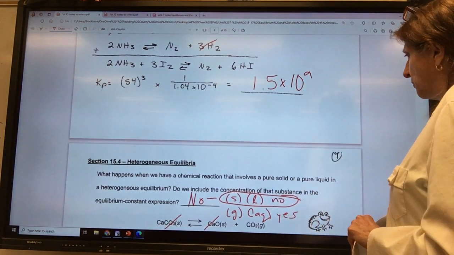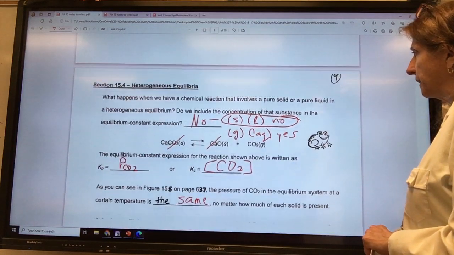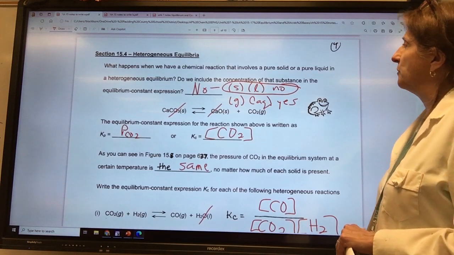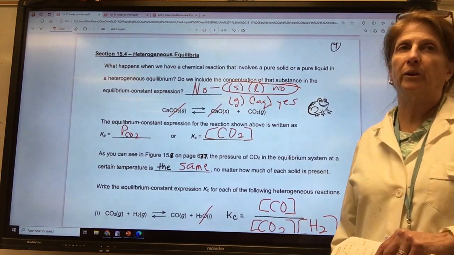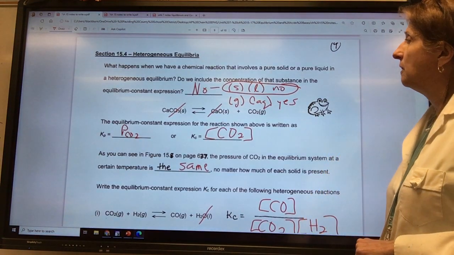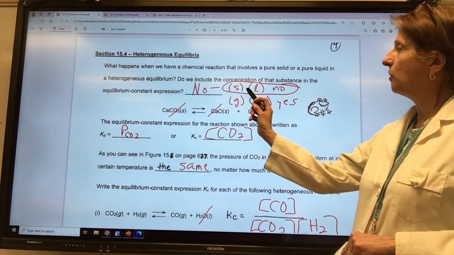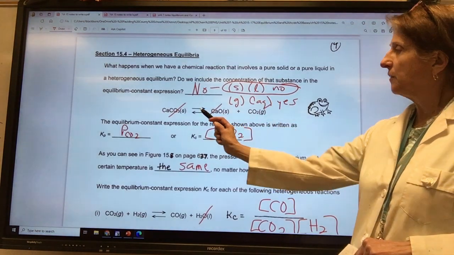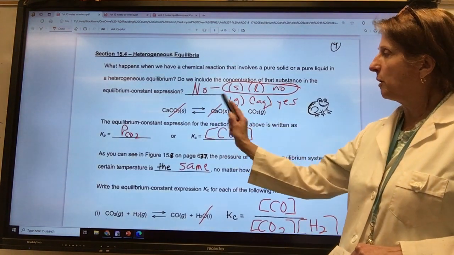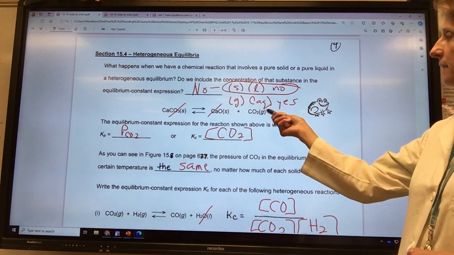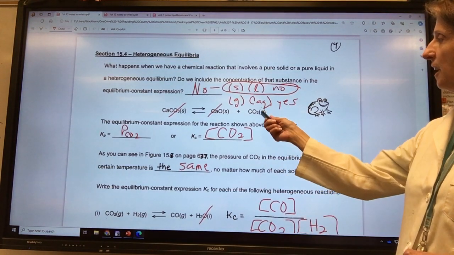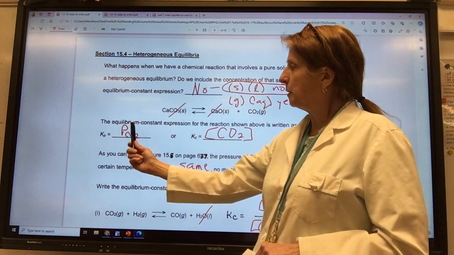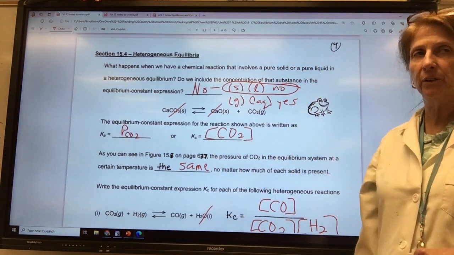Going on to 15.4, heterogeneous equilibria. Okay, what happens when we have a chemical reaction that involves a pure solid or a pure liquid? You already know this from honors. We don't include it. So you don't include solid or liquid. You do include gas and aqueous. So if it's solid or liquid, you mark it out. So if we were going to get the Kc for this, it would be CO2. If you were given partial pressures, Kp would be P of CO2.